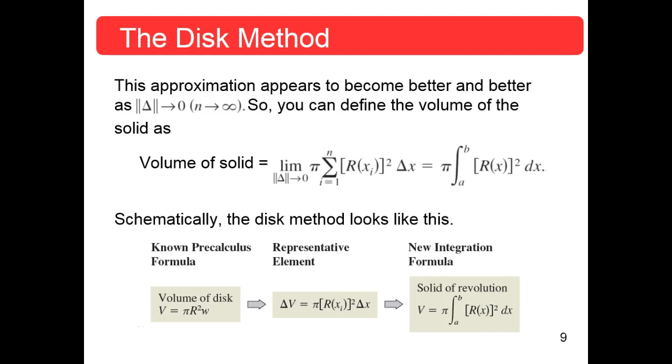Schematically, the disk method looks like this. The known pre-calculus formula V equals pi r squared w, for a representative element, becomes a delta V, which is pi times r of x sub i squared delta x. The new integration formula is V equals pi times the integral from a to b, first endpoint to last endpoint, of r of x squared, which will become your f of x, dx. The r of x becomes f of x, so it'd be f of x squared.